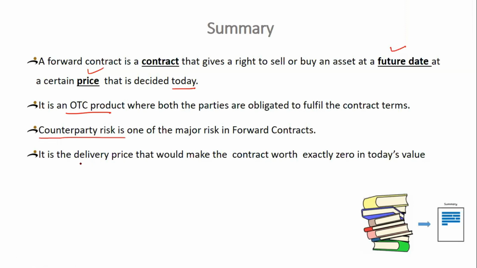And what should be the forward price? We are going to delve deeper into forward price calculation in our second module. It is the delivery price which, if you discount back to today's value, should be exactly zero. That means the contract value should be exactly zero in today's value.